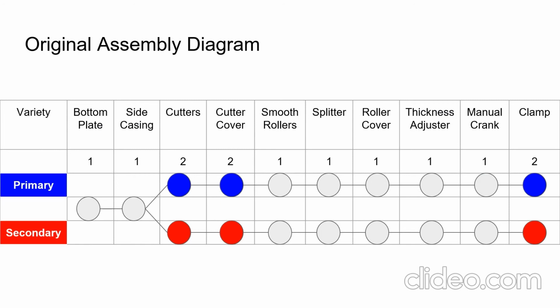This is the assembly diagram for the first assembly sequence discussed. The blue represents the components for the primary variant, whereas the red stands for the secondary. The 2 main differences in the design being the lack of a clamp for the primary variant, as well as the separate cutter design and potential cutter cover design for the secondary variant.